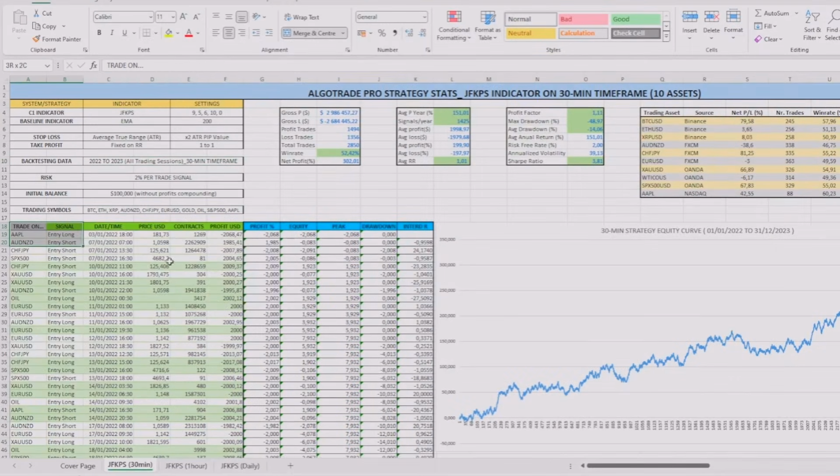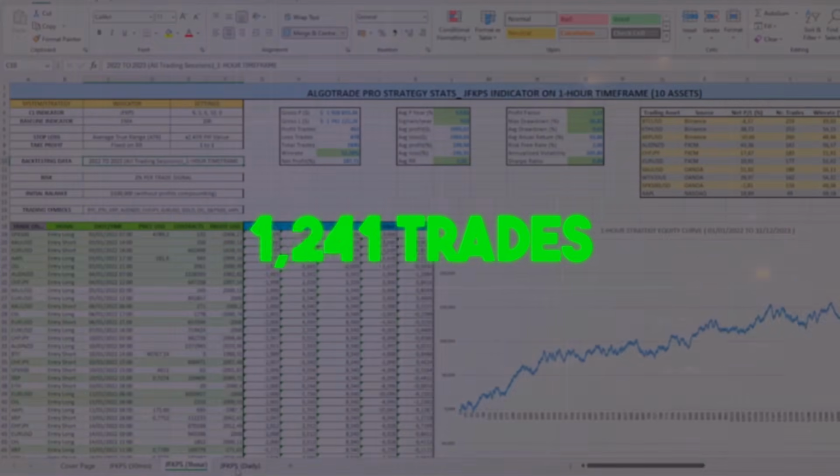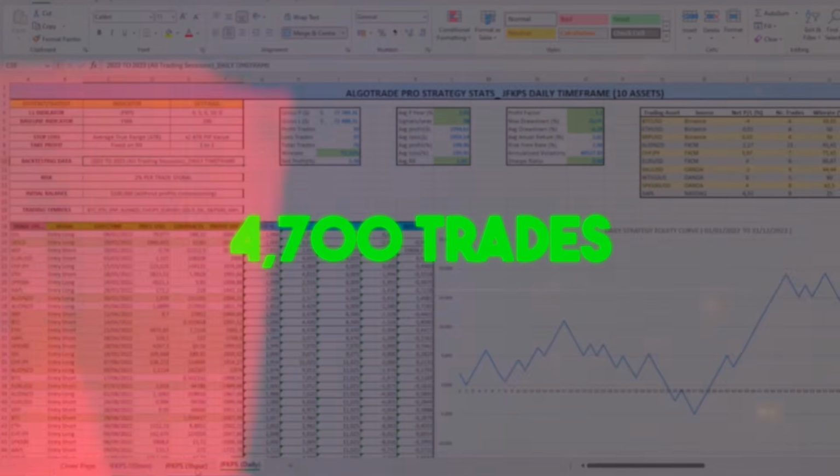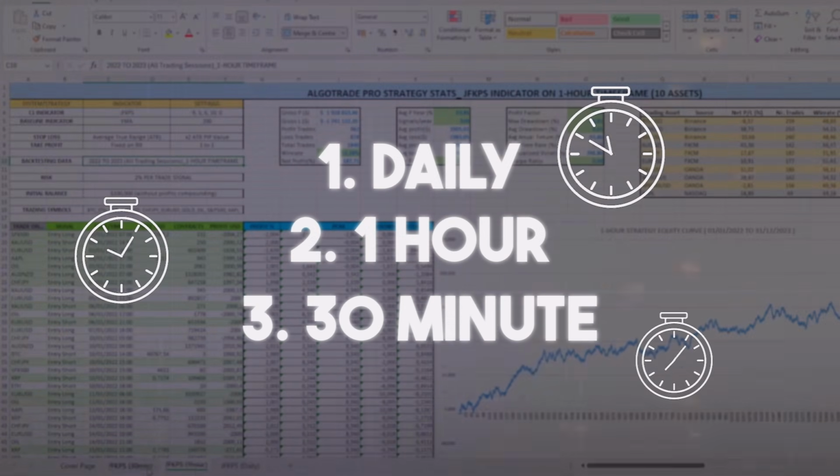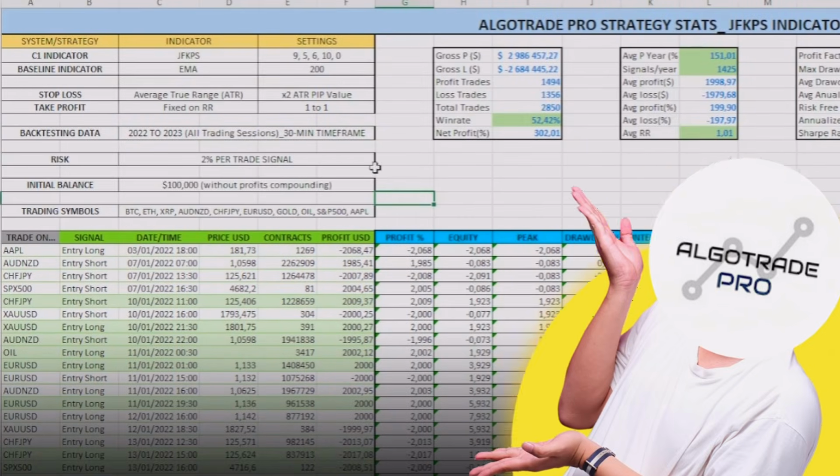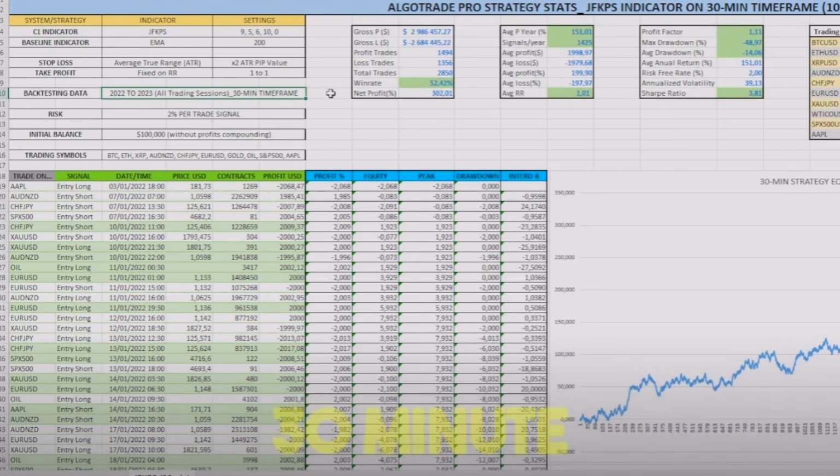After inserting all the trades into my trading journal, I got an analysis of about 4,700 trades across the 3 different timeframes, and the results are really impressive. In the 30-minute timeframe, after more than 2,800 trades, it achieved a win rate of 52.42% and a net profit of 302%.